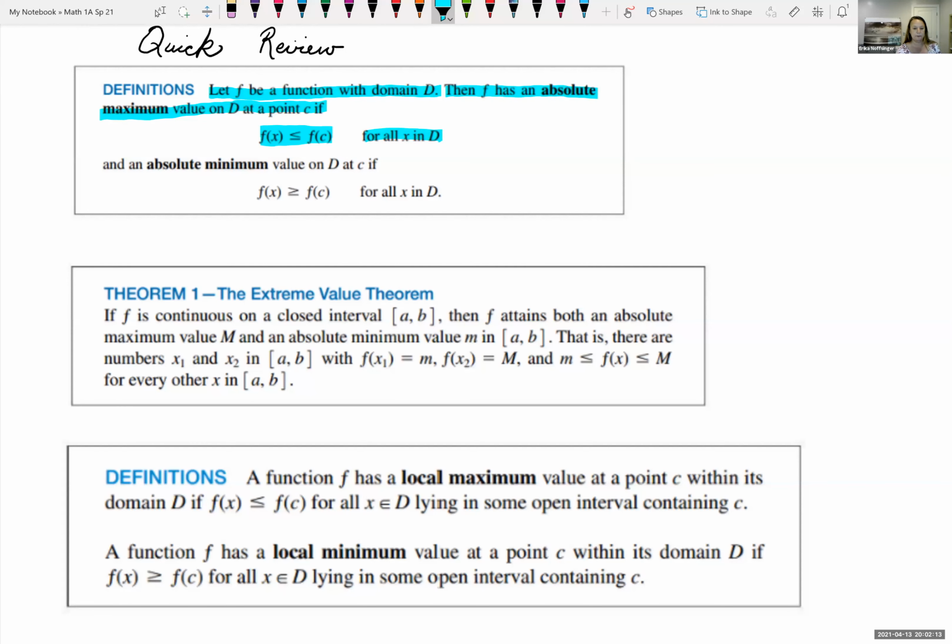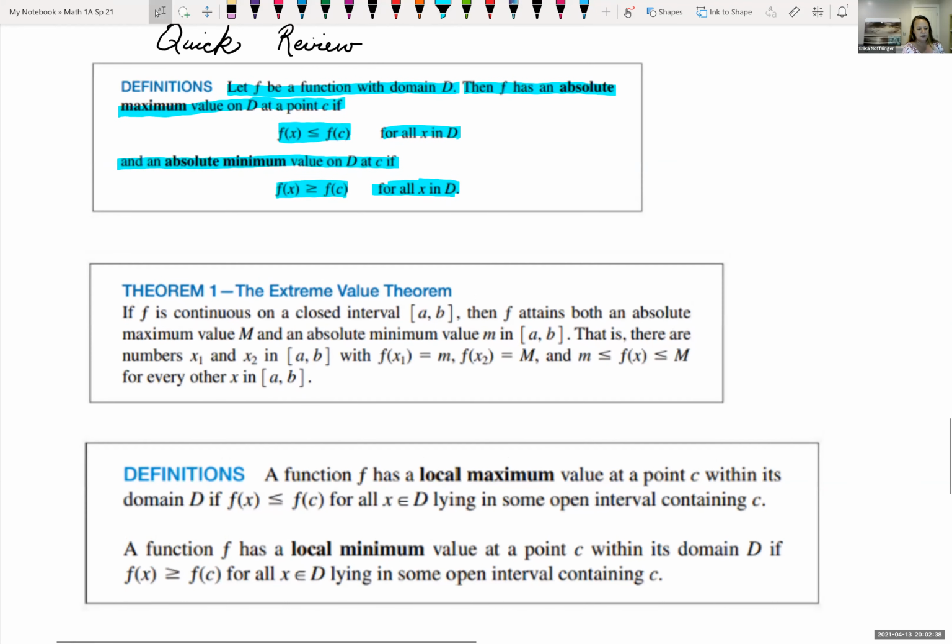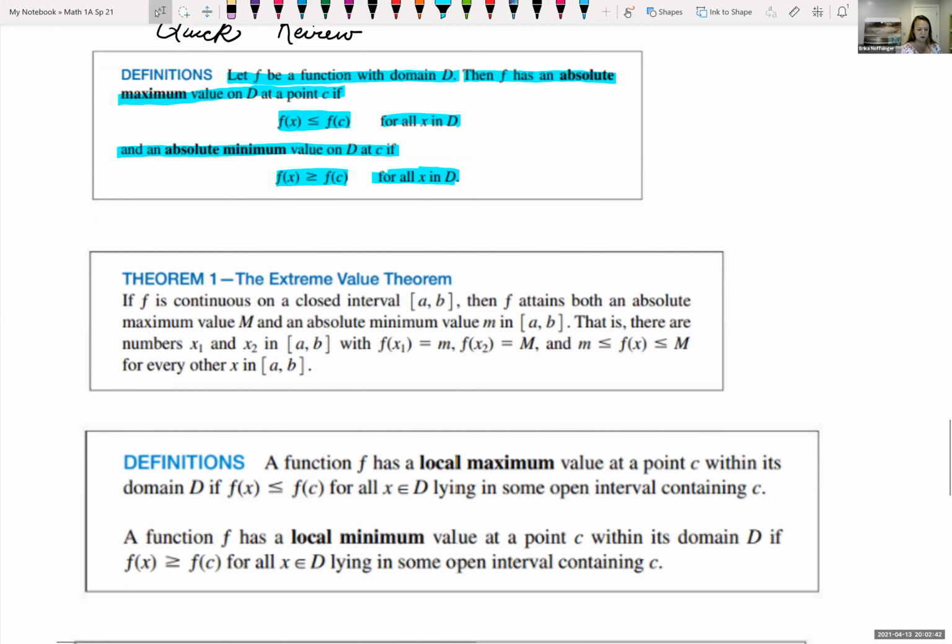Okay, so it's the biggest value anywhere on that interval, or equal to maybe another value that has that same y value. An absolute minimum on D at c is if f(x) is greater than or equal to f(c). Okay, so it's the smallest value on the graph. So we looked at that last week, what it meant to be an absolute max, absolute min.